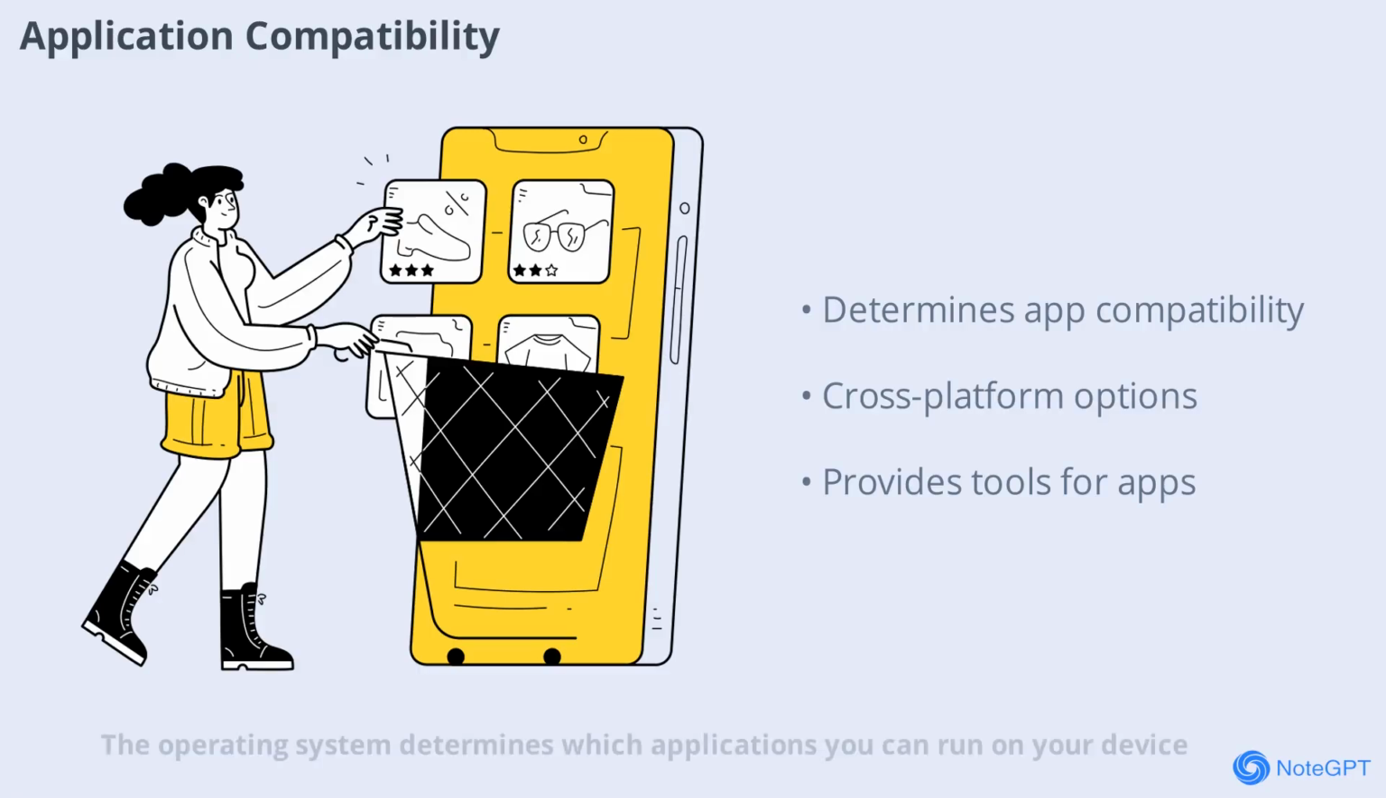The operating system determines which applications you can run on your device. Developers create software for specific OSs, ensuring compatibility and optimal performance. Some programs are cross-platform, working on multiple OSs, while others are exclusive. The OS provides tools and libraries that help applications run smoothly and interact with hardware.